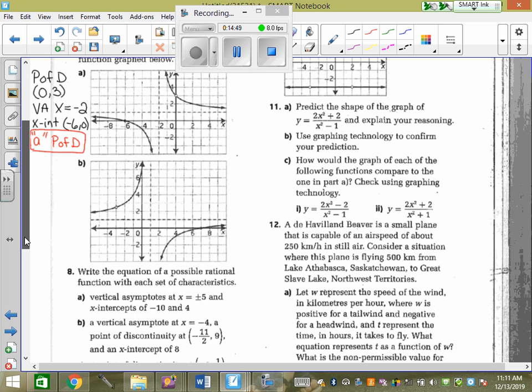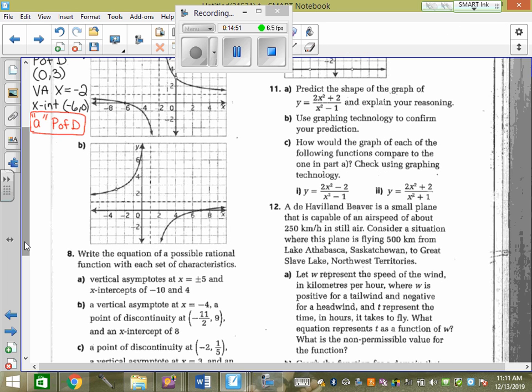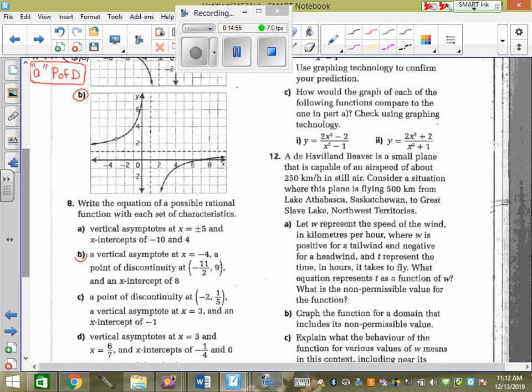This one. B you're going to do on your own for homework. We're going to look at 8b here. A vertical asymptote of x equals negative 4. A point of discontinuity at negative 11 over 2 and 9. And an x-intercept at 8.